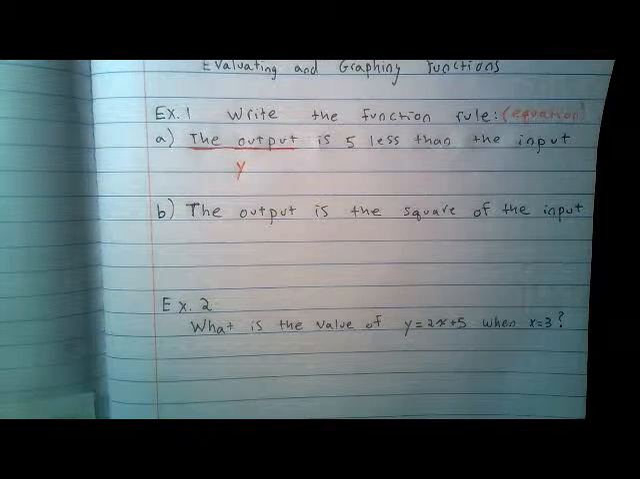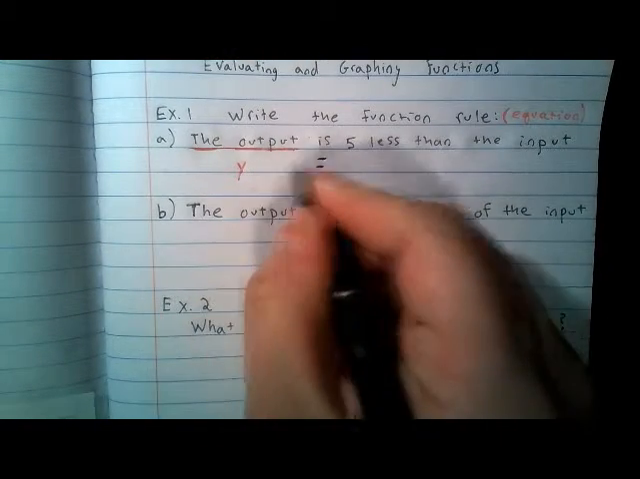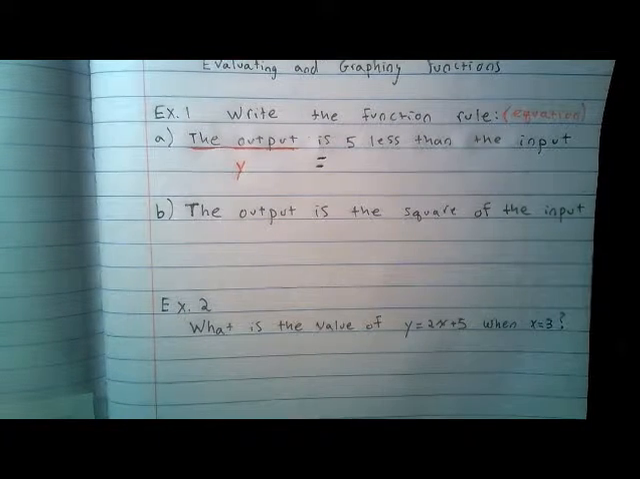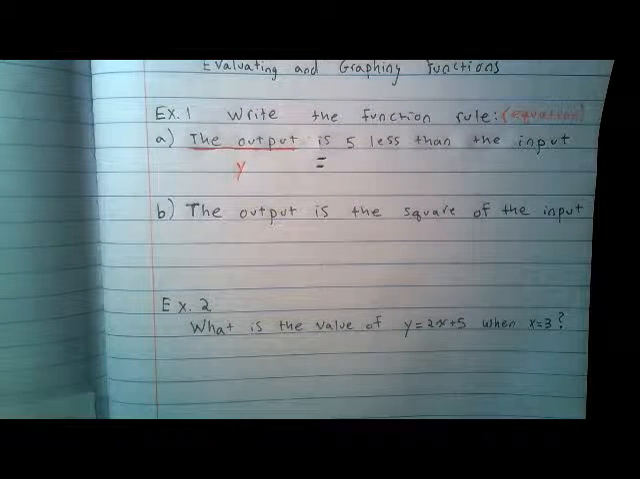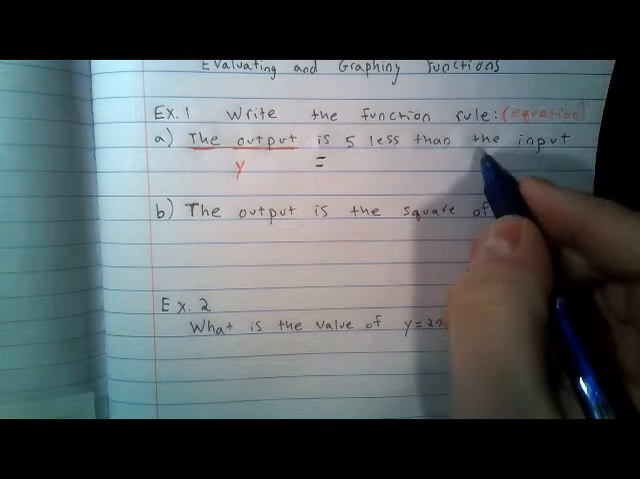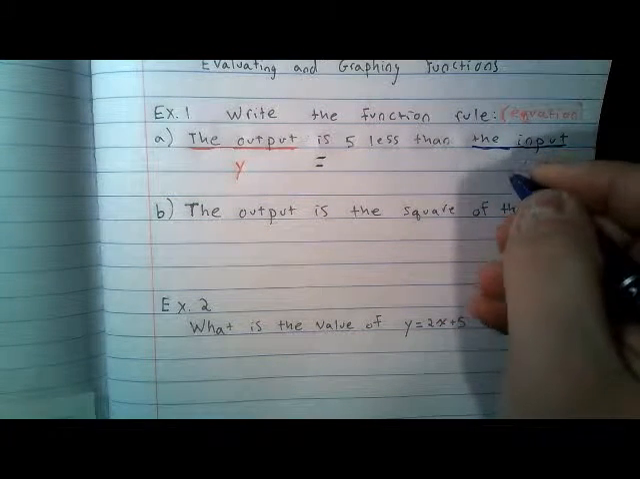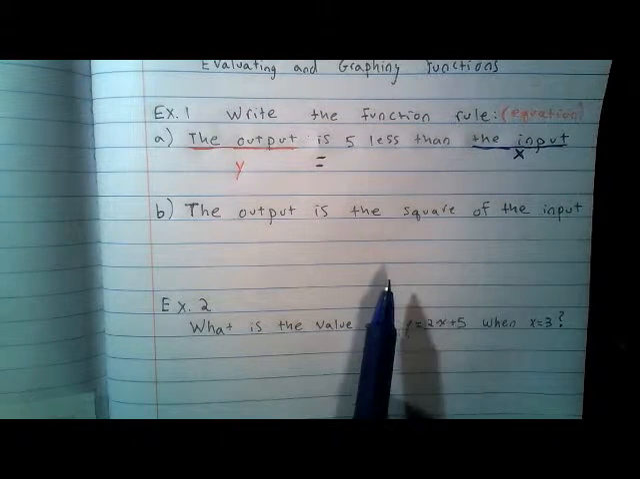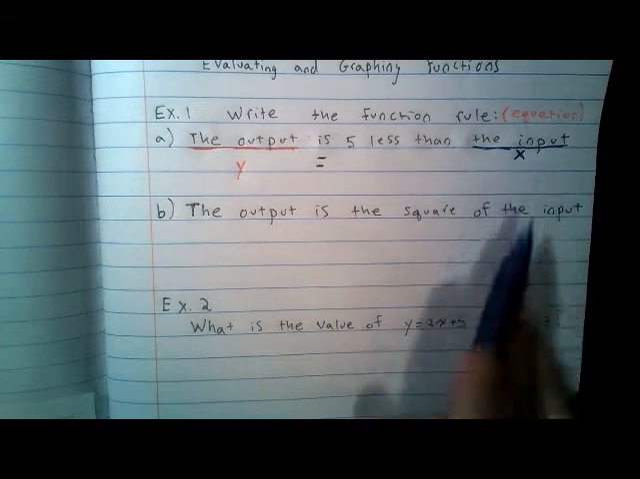Whatever word statement we're trying to make a sentence from, the word "is" is actually an equal symbol. Y is 5, for example. "Is" being that equal sign. And then we have 5 less than the input. Well, I know that the input, that's my x. But how do I show in an equation that the output is 5 less than the input?